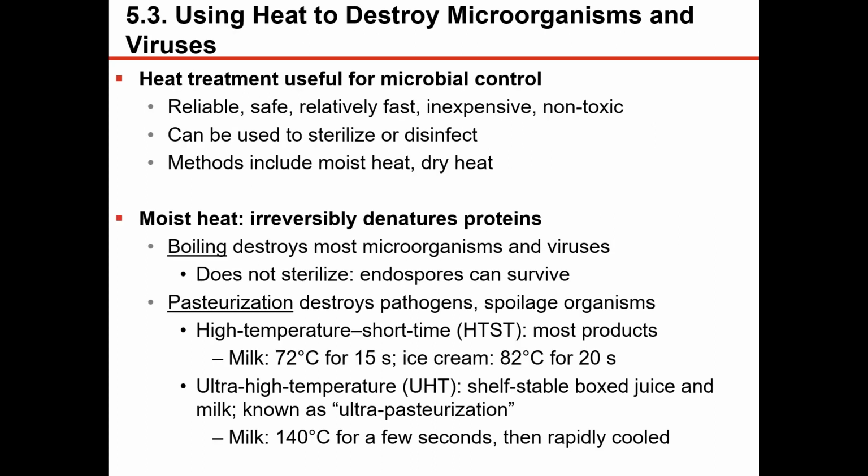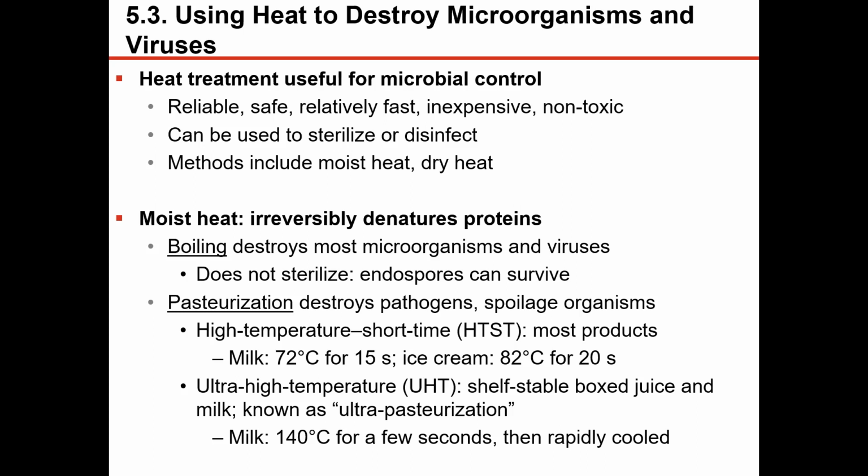So heat treatment's useful for microbial control. It's safe, fast, and inexpensive. We can use what looks almost like a toaster oven in the laboratories, which we put our metal tools in at the end of the day. It can be used to sterilize or disinfect. That's just going to come down to the amount of time that you have it in the heat. And we can use moist heat or dry heat. Dry heat would be using the oven systems like I was just describing. Moist heat would be using things like an autoclave that we'll see coming up. So, benefits of using moist heat.